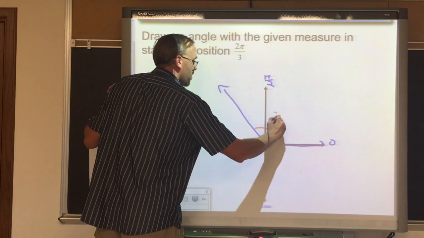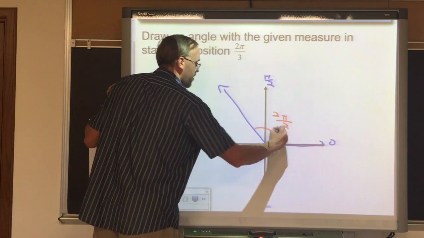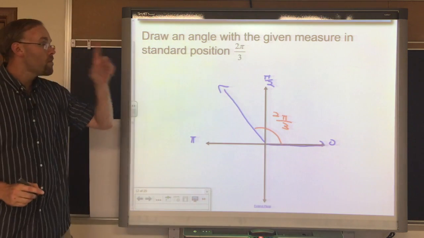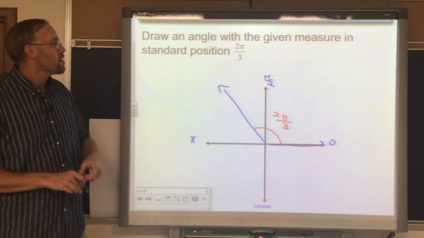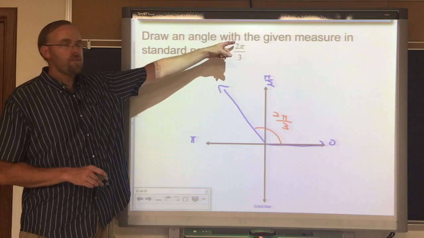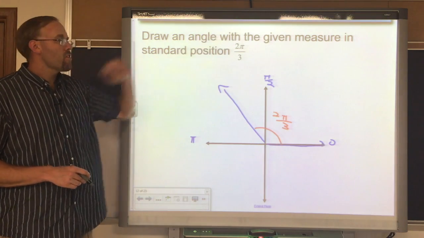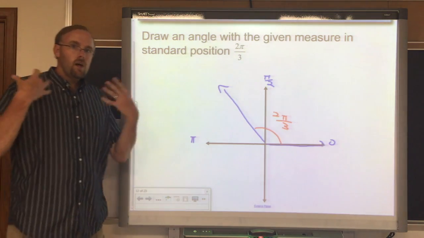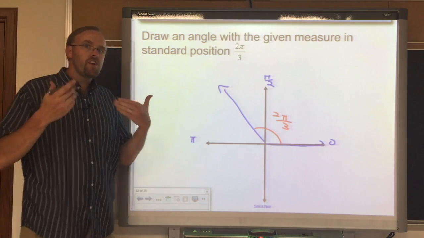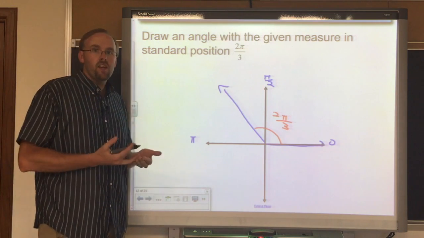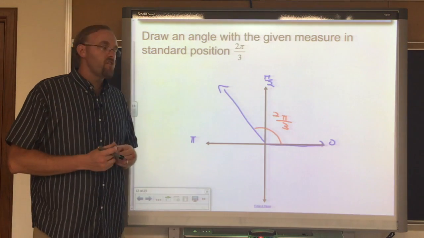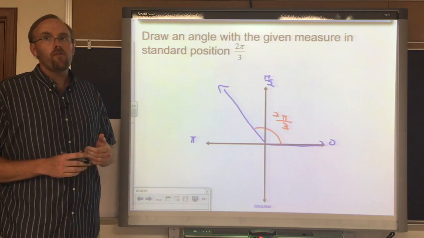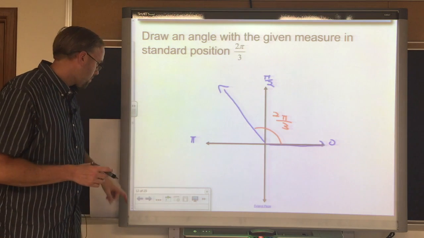However, another way to look at it is to say, wait a minute, what's its denominator? 3. So it's a multiple of 60. And if you look at the top, well, it's 60 times 2. So that's going to be 120. And when we graph angles, we usually tend to think in degrees more than radians. We're more comfortable with degrees. So if you can make a quick conversion in your head, that's going to help you graph them a whole lot faster.